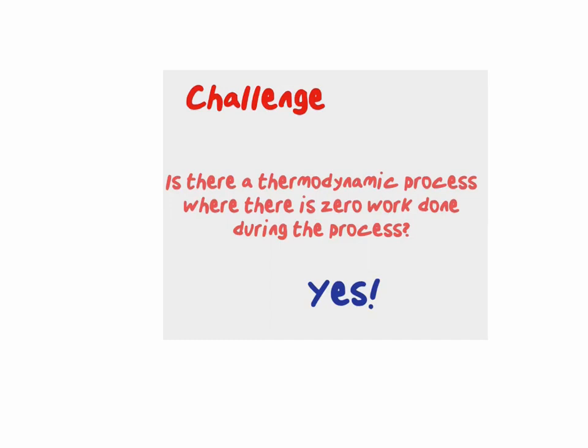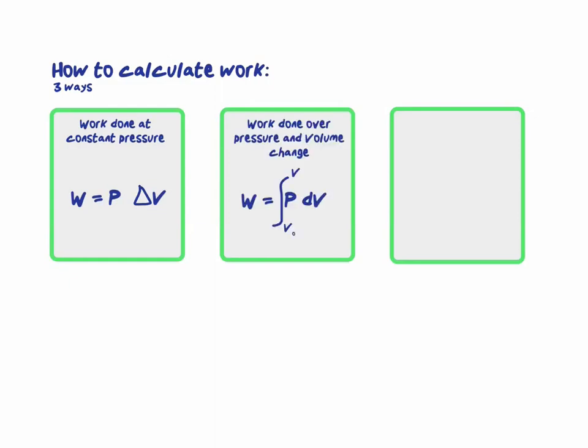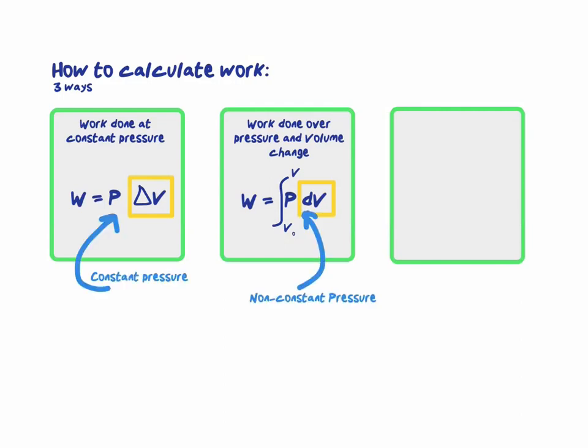So how did I come up with that answer? Well, if I think of the different ways that we've established that I can know or calculate whether work is done, they are the following. I could either say if pressure is constant, work is equal to pressure times a change in volume. I could also use an integral definition if you're in calculus, which is work is equal to the integral of P dV. But in both cases, volume is changing, whether pressure is constant or not constant.